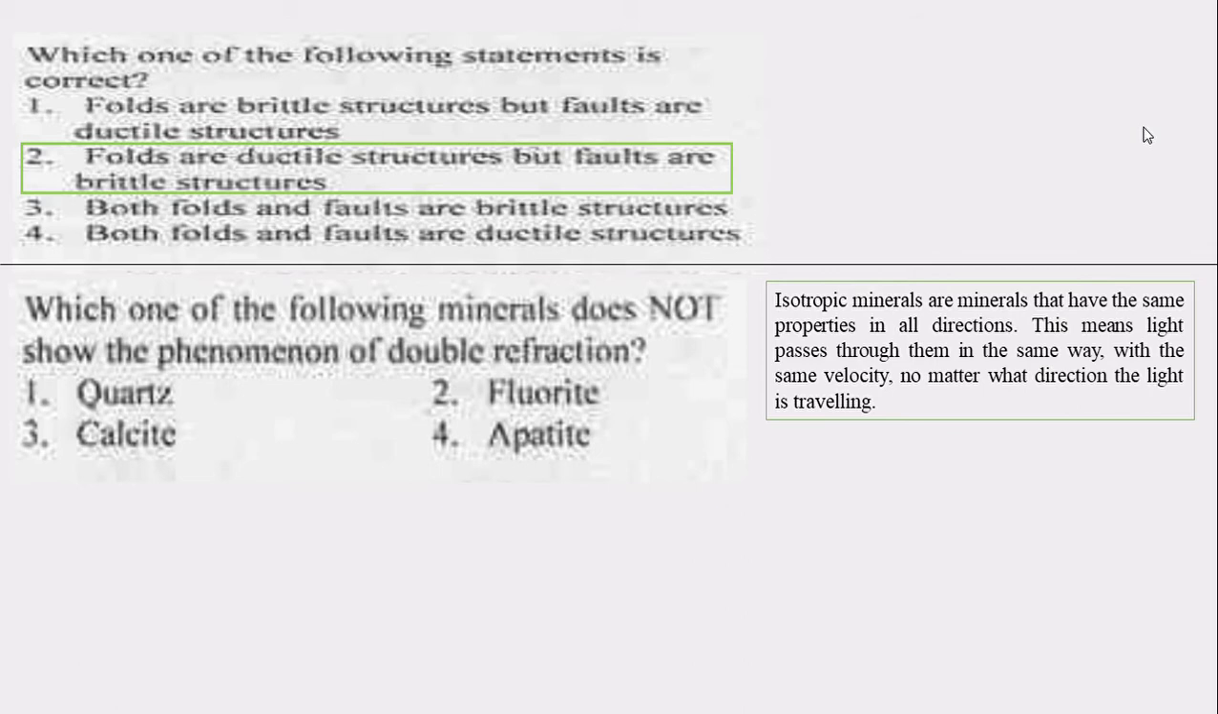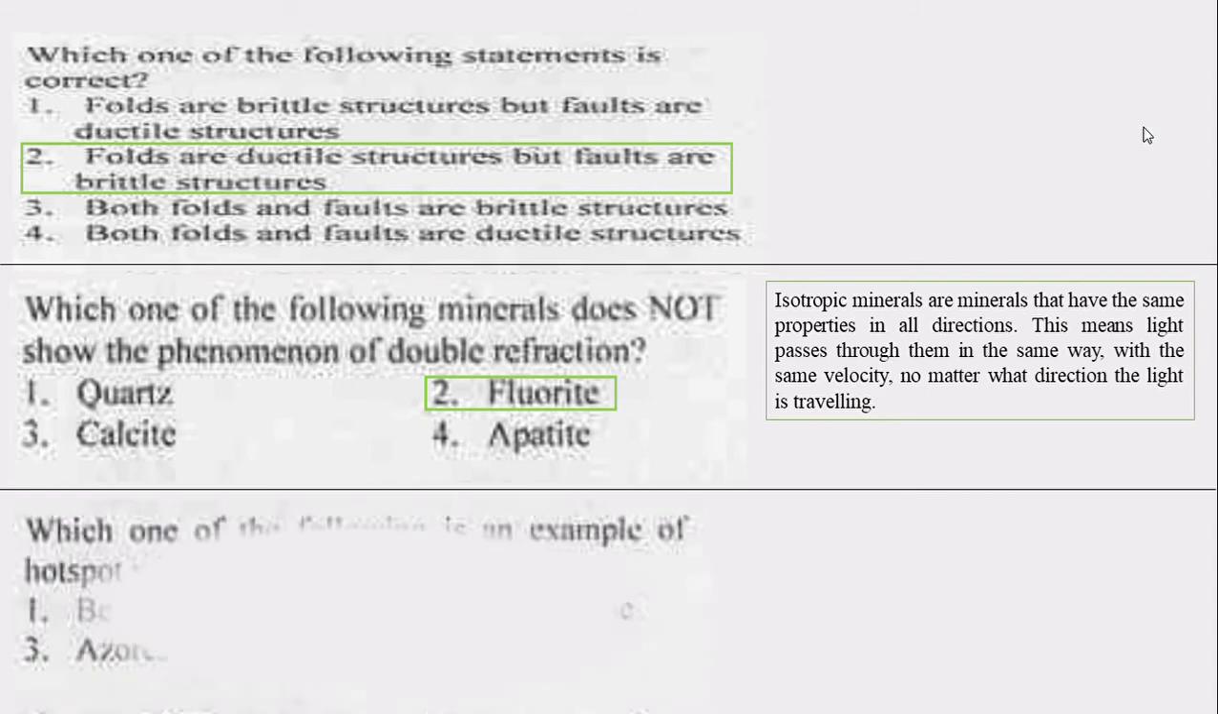And you know, quartz shows light, that is color, under crossed nicols. Calcite shows some color under crossed nicols, as well as the apatite shows some color under the crossed nicols. So the answer will be fluorite, which is an isotropic mineral, and that is what they asked for, whereas quartz, calcite, apatite are anisotropic minerals, and that shows double refraction. Got it? So of the four, three are anisotropic minerals and one is an isotropic mineral. That is what they asked for, and the answer is fluorite.